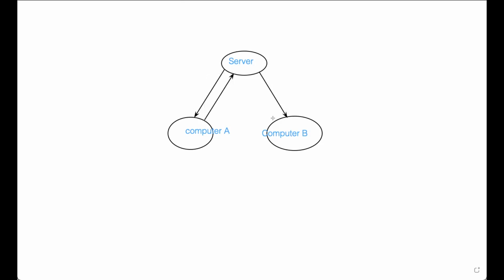Similarly, the changes done by computer B will also be pushed back to the original computer. If computer B wants changes from computer A, what do they have to do? They have to wait until computer A pushes their changes back to the server, and then computer B pulls those changes onto their computer. So this is the pull operation and this is the push operation. Similarly, for computer B also, this is the push operation and this is the pull operation. So this is how it works.